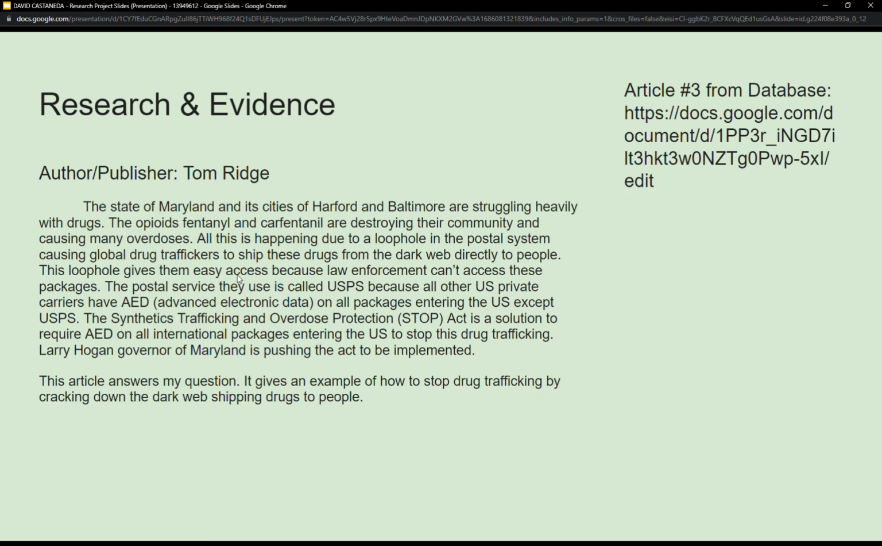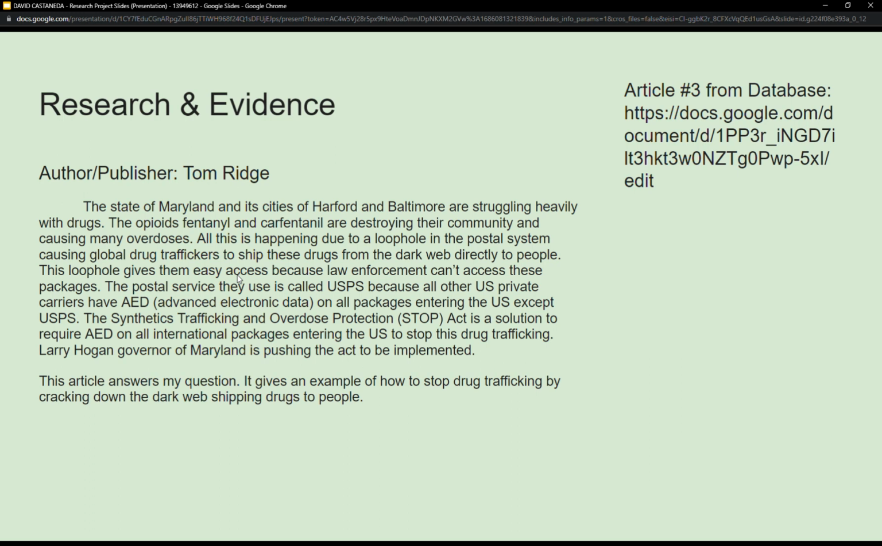This is my third article. It talks about the state of Maryland and the cities of Hartford and Baltimore. They heavily struggle with drugs like fentanyl and carfentanil. It destroys the community and it also causes many deaths due to overdoses. This is happening due to a loophole in the system. People are allowed to buy drugs off the dark web and it just gets shipped directly to them because law enforcement doesn't have access to these packages, because these packages don't have AED, which is advanced electronic data. So this is how these people are allowed to get these drugs from the dark web.